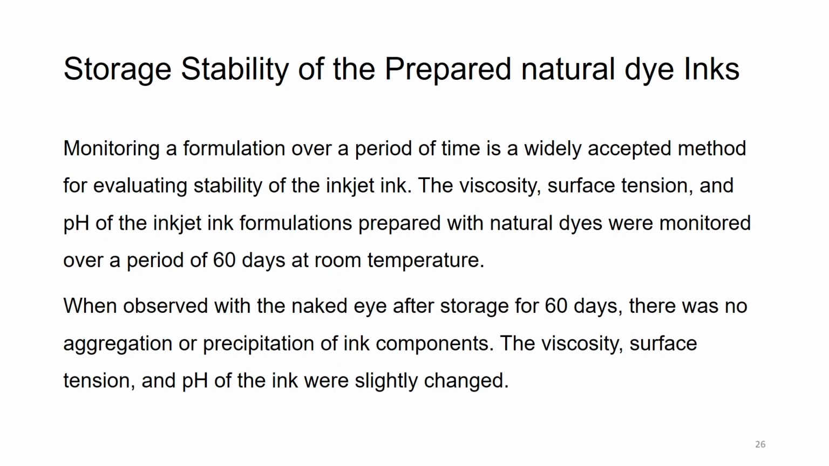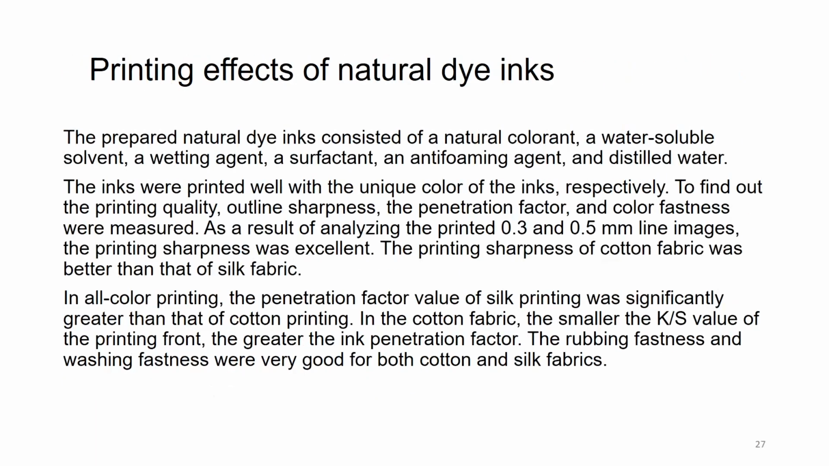Monitoring a formulation over a period of time is a widely accepted method for evaluating stability of inkjet ink. The viscosity, the surface tension and the pH of the inkjet ink formulation prepared with natural dyes were monitored over a period of 60 days at room temperature. When observed with the naked eye after storage for 60 days, there was no aggregation or precipitation of the ink components. The viscosity, surface tension and pH of the ink changed slightly.